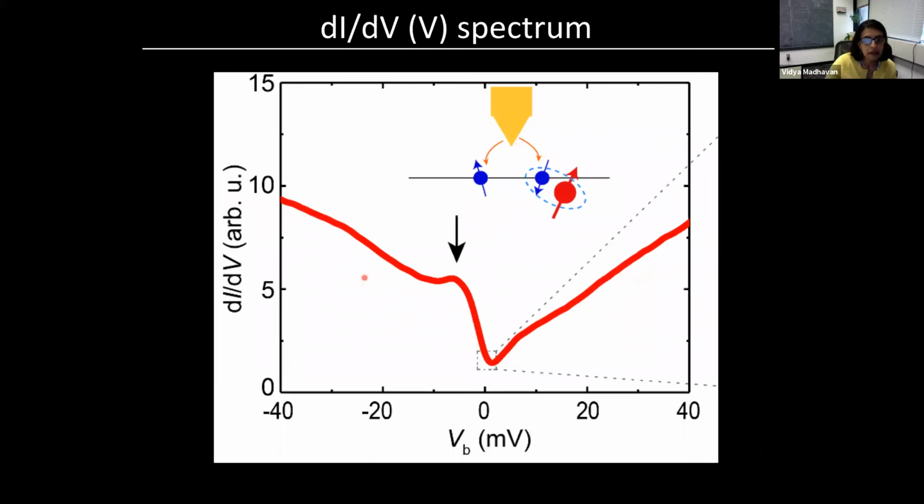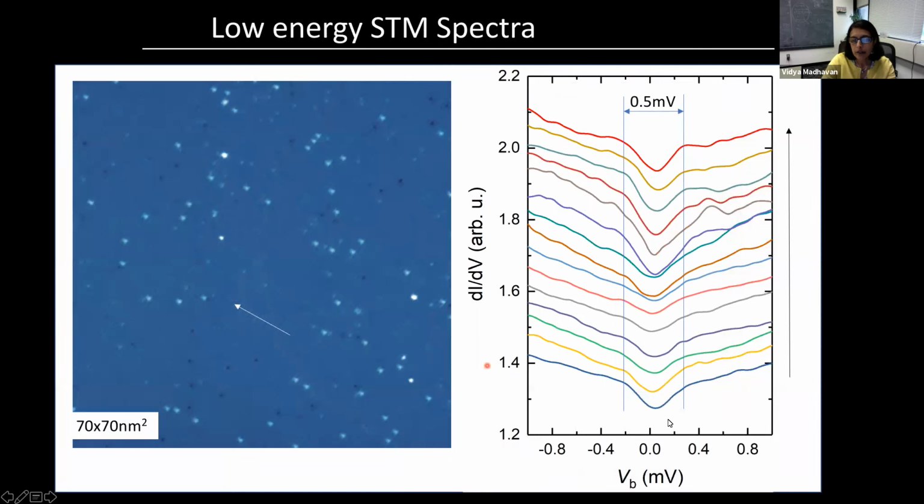Okay, so now let's zoom in. Just looking at the time. Let's zoom in to low energies, where we expect to see the superconducting gap. And so remember, this was a very large range spectrum. This is plus minus 40 millivolts. Now let's zoom in to 1 millivolt. And when you zoom into plus minus 1 millivolt, what you see is a small dip, right, centered at the Fermi energy. And this dip, I'm claiming, is the superconducting gap.